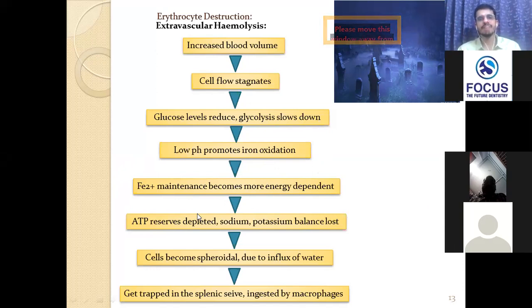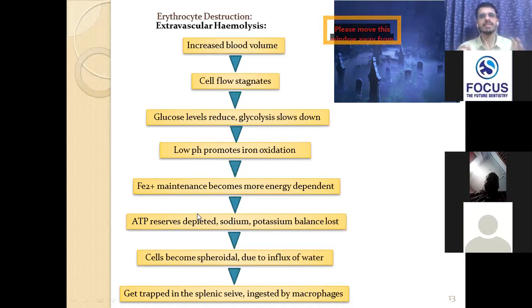When there is an influx of water into the cell, it becomes more rounded in appearance, as a result of which it gets entrapped within the splenic sieve, or the thin splenic capillaries, the thin capillaries within the spleen. When this happens, it gets ingested by the splenic macrophages, and this is the reason why the spleen is called the graveyard of the RBCs. Very simple, but very important.